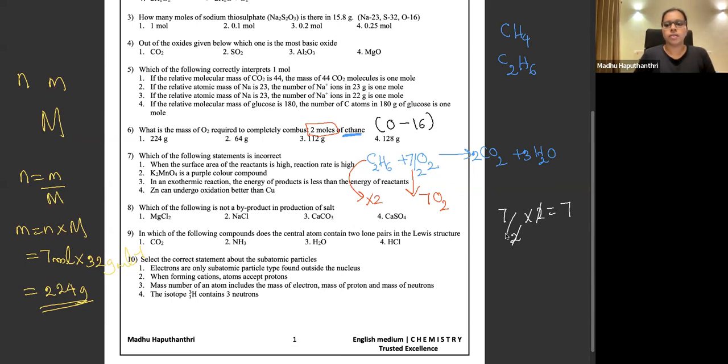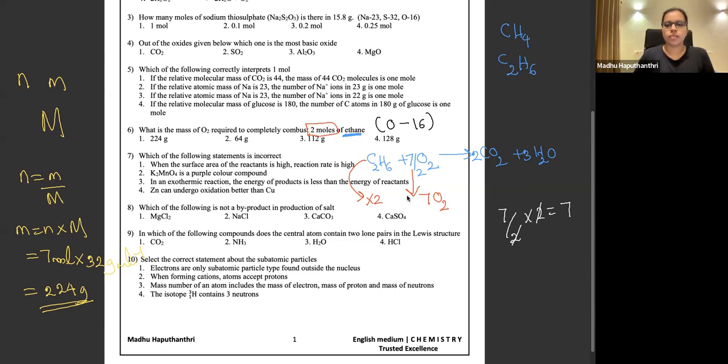All right. 7 by 2, that is a coefficient I had got earlier. Since I have to multiply the entire equation by 2, this is also multiplied by 2. Then 2 and 2 cancel. Then we get 7 moles of oxygen. Others, is that clear to you? Okay. Right. Then we'll proceed to the next one.